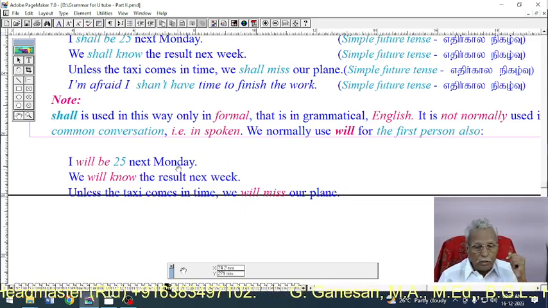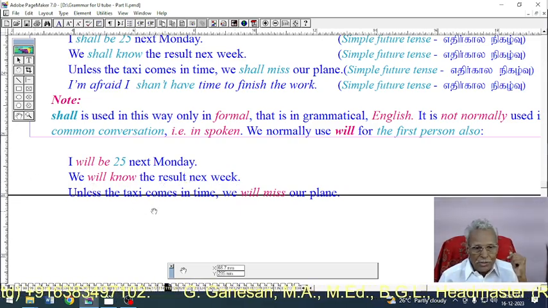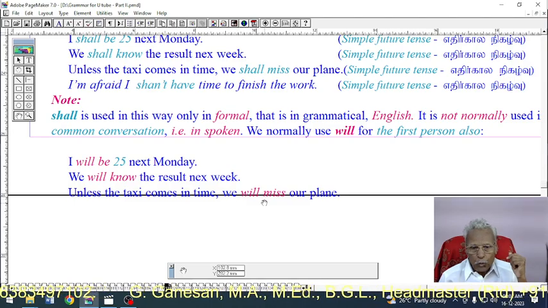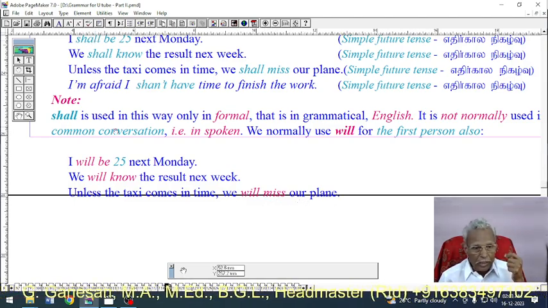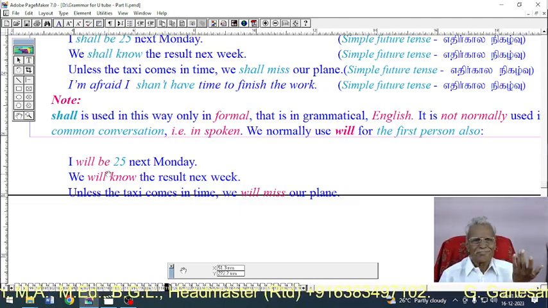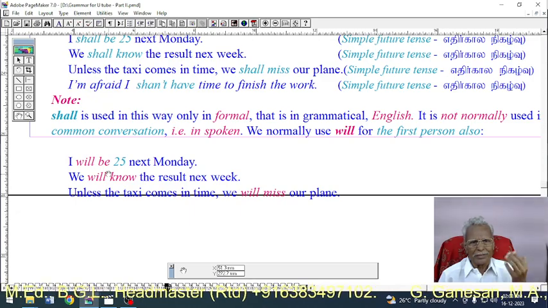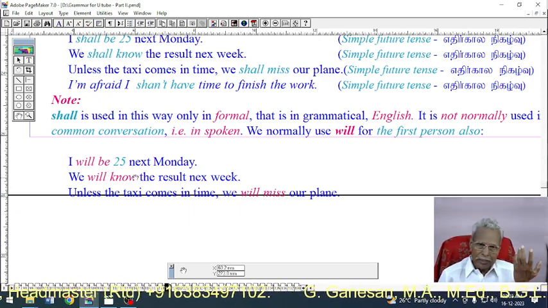I will be 25 next Monday. We will know the result next week. Unless the taxi comes in time, we will miss our flight. That is, instead of shall, here we have used will. Of course, both are equal to one another.